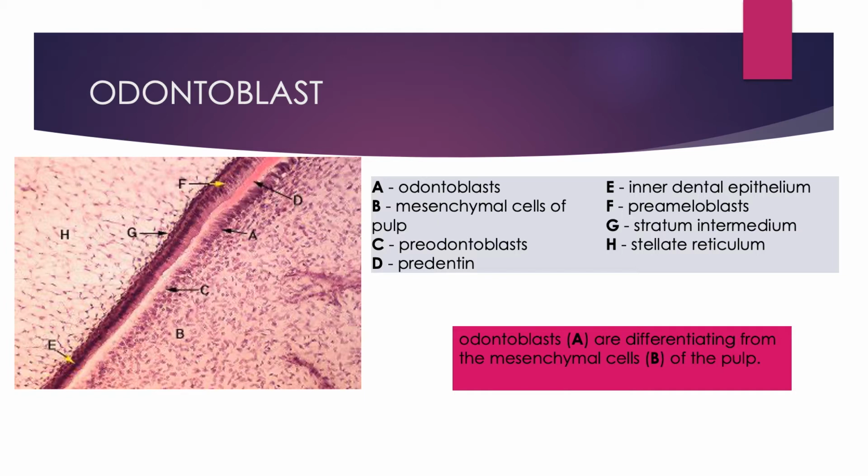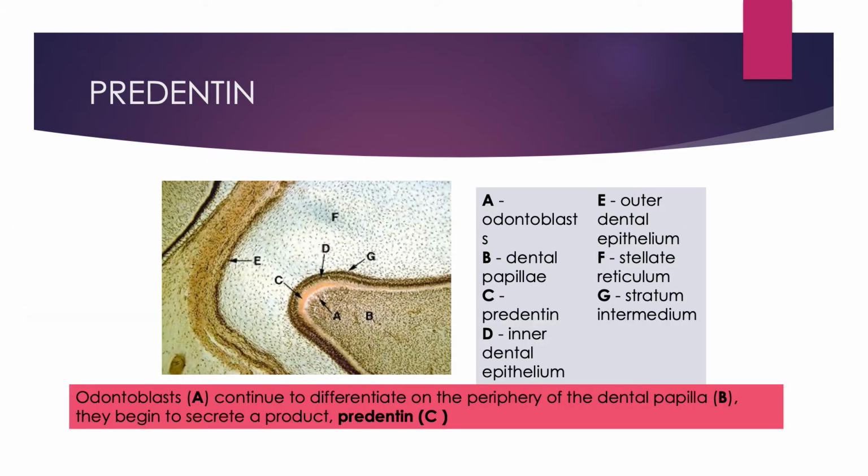This image is from the region of a developing tooth where odontoblasts at A are differentiating from the mesenchymal cells at B of the pulp. Identify the following in this image: predentin, inner dental epithelium, stratum intermedium, and stellate reticulum. The differentiation of odontoblasts is a result of the influence of the inner dental epithelium cells. Secretion of predentin: as the odontoblasts continue to differentiate on the periphery of the dental papilla at B, they begin to secrete a product between themselves and the overlying cells of the inner dental epithelium. This product is predentin. Predentin is converted to dentin by mineralization.